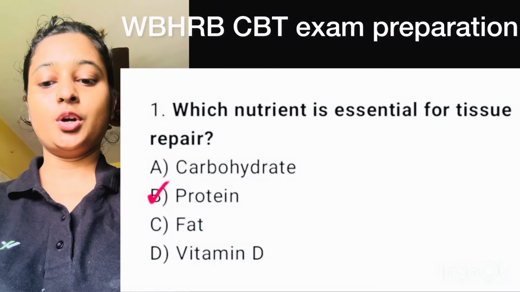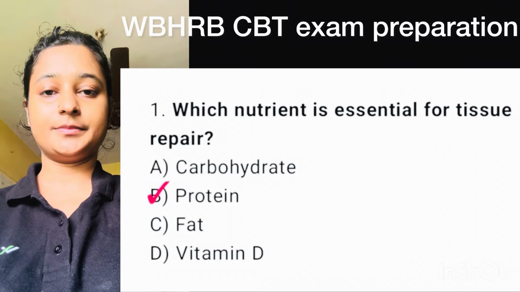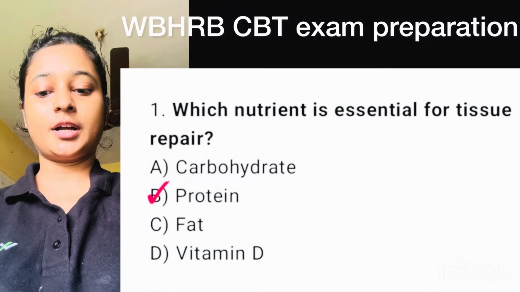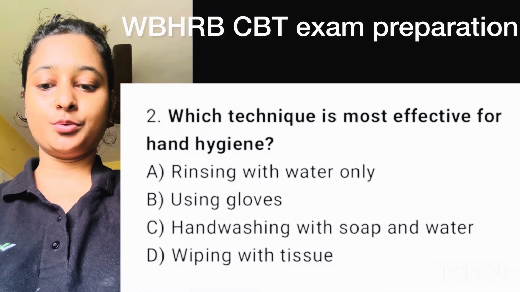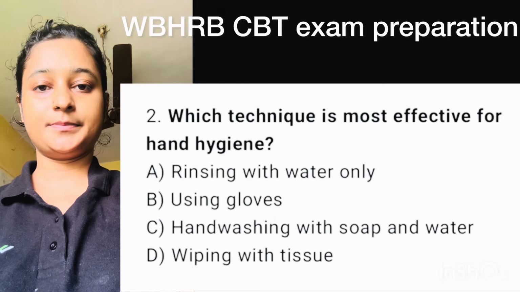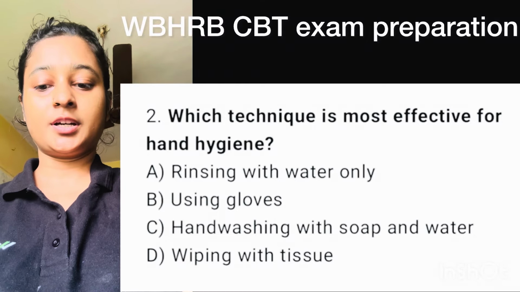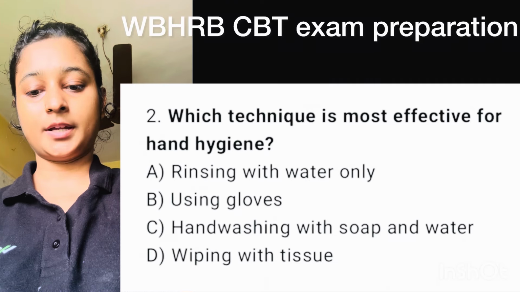Number 1 question. Which nutrient is essential for tissue repair? Here, correct option is option B, protein. Question number 2. Which technique is most effective for hand hygiene? Here, correct option is option C, hand washing with soap and water.